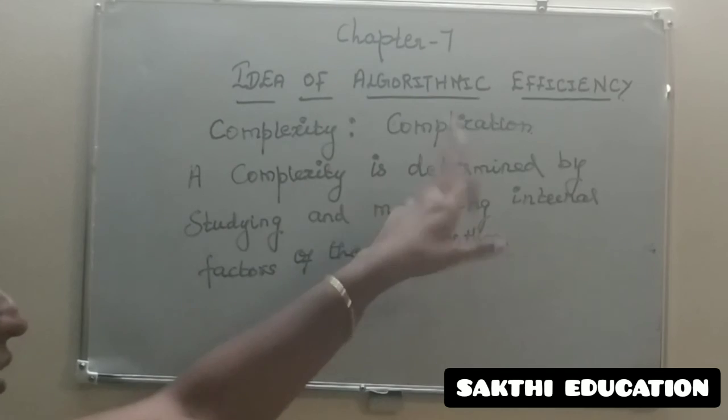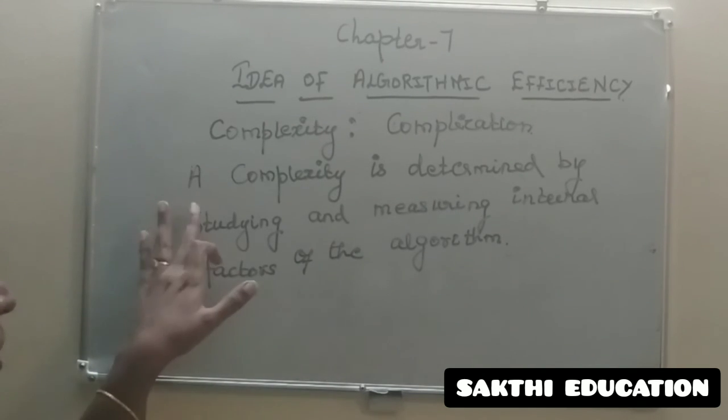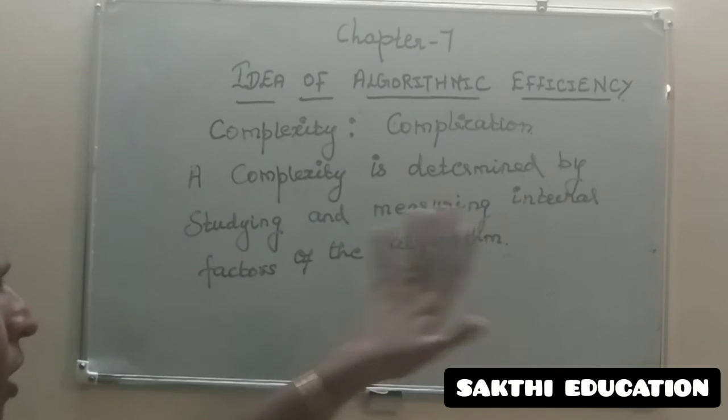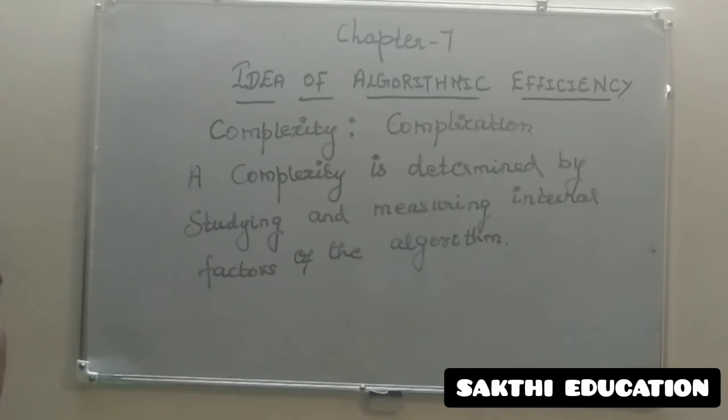Complexity refers here to complication. How can we determine the complexity? It is based on internal factors. We have two complexities: time complexity and space complexity. What is meant by time complexity? How much time it will take to run your algorithm is called time complexity. Next, space complexity: how much memory is needed for your algorithm is called space complexity.